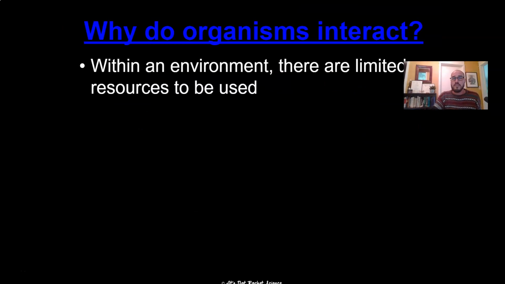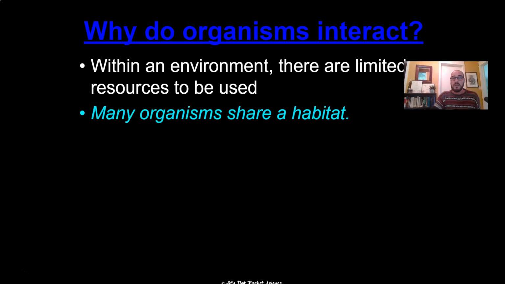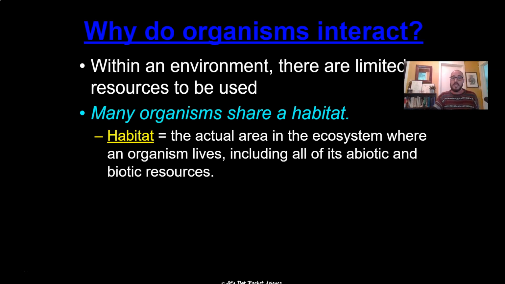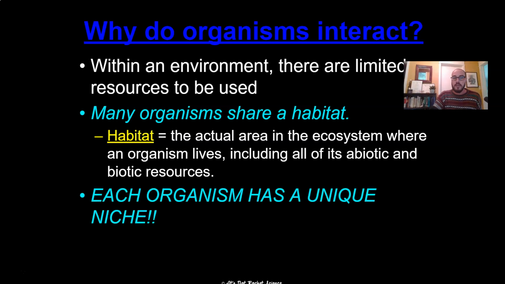So why do organisms interact? Well, there's only a limited amount of resources and they have to share the habitat. A habitat is the area you're going to be sharing in an ecosystem, and it's where that organism is going to live. So you have both abiotic and biotic resources. The abiotic resources are like the raw nutrients that something like a lichen is going to be breaking down and then transferring throughout the environment so other organisms can use that.